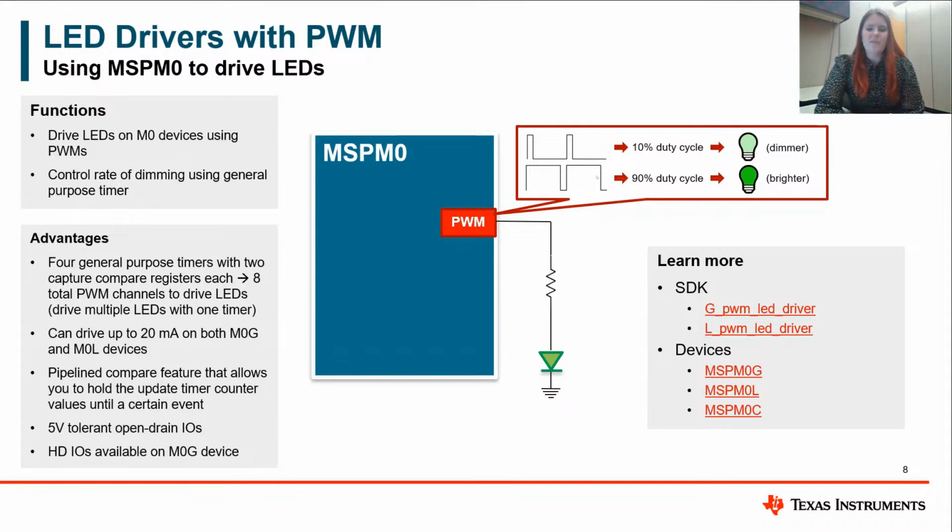As you can see in the slide, we are able to control up to 8 LEDs using 4 general purpose timers. This is accomplished using the PWM and complementary PWM outputs. The MSPM0L and the MSPM0C families of devices are able to drive up to 4 milliamps of current from their I/O pins. The M0G family contains high drive I/O pins, which can drive up to 20 milliamps of current. All MSPM0 devices have open drain I/O pins, which are 5-volt tolerant and capable of sinking up to 20 milliamps.